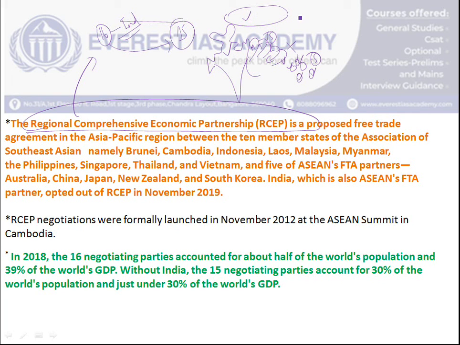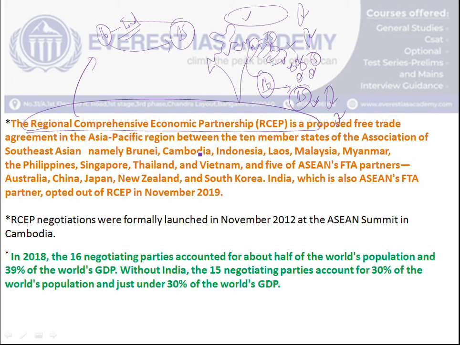So India, China, and then Japan, South Korea, and then down we have Australia and New Zealand. So these are the 16 member countries who were previously part of this organization, and currently India came out of this organization. So now we only have 15 member countries who are part of this organization.